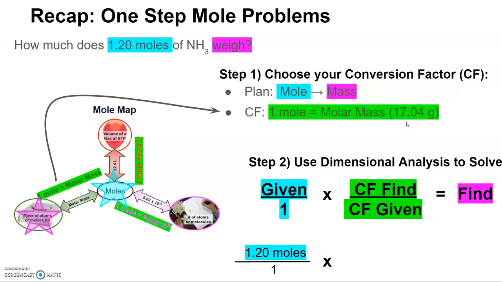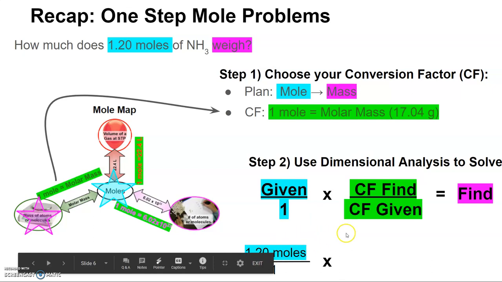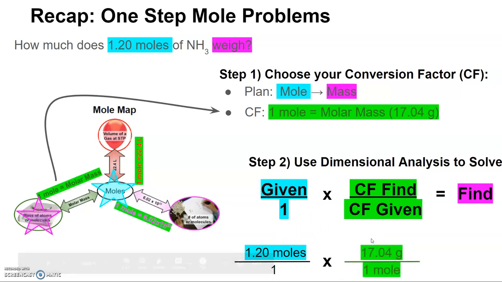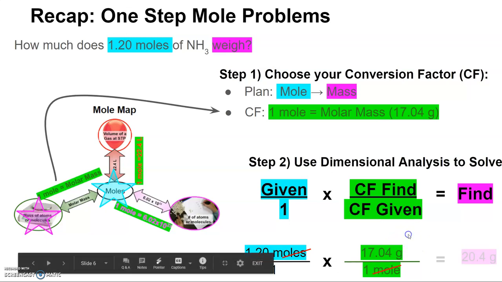Now, since I want to find the mass, the unit I want to keep in the end is grams. That means I want to get rid of the moles that are here. So in my conversion factor, I'm going to put the 1 mole on the bottom and the 17.04 grams on top so that the moles can cancel out. Remember, when you're multiplying fractions, in order for things to cancel out, they have to be in opposite positions. Since the moles that I want to cancel out are in the numerator of the first fraction, moles need to be in the denominator of the second fraction. Now I can just multiply my two fractions together to get my final answer of 20.4 grams.